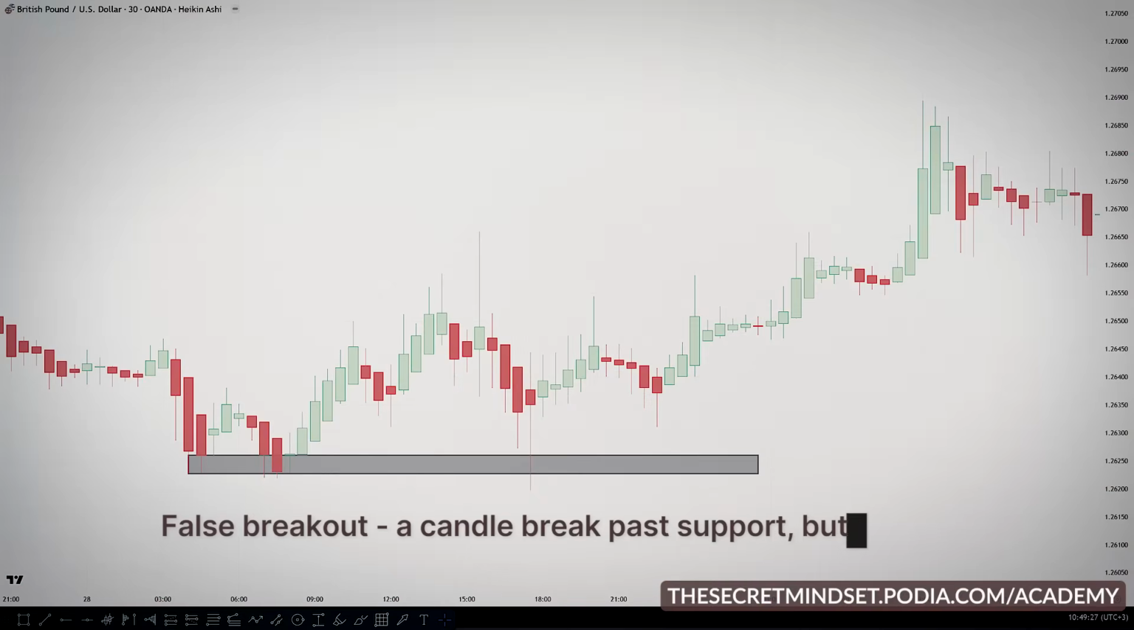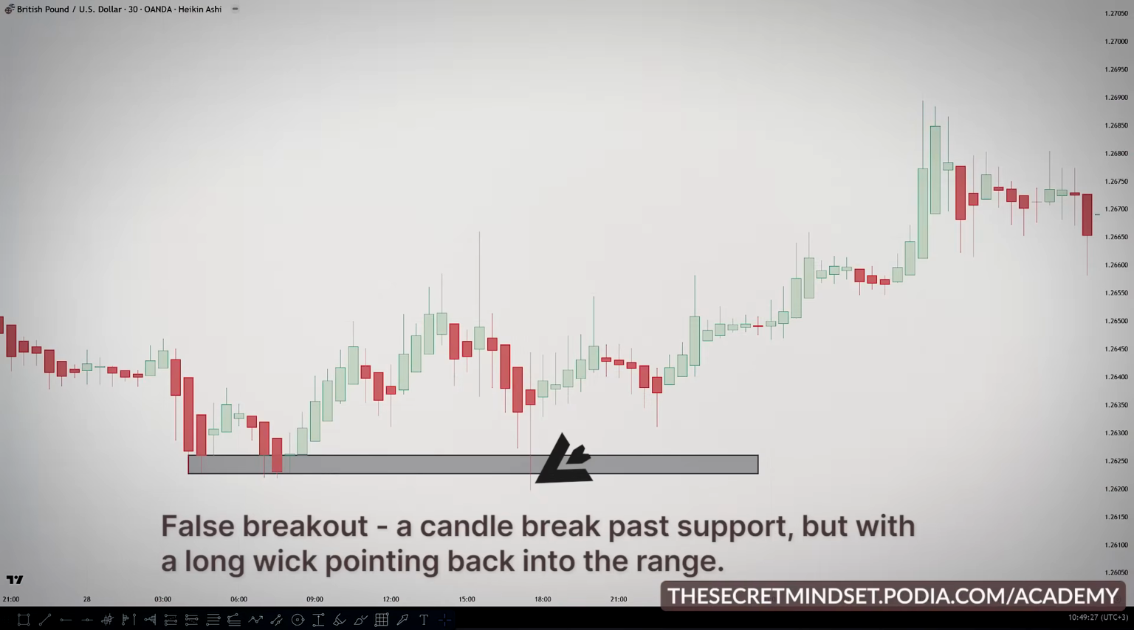Heikin Ashi candles can also help you spot false breakouts. You might see a candle break past support or resistance, but with a long wick pointing back into the range. This could be a fake out. In this case, you wait for more candles to confirm the break.